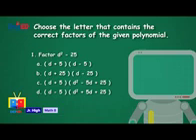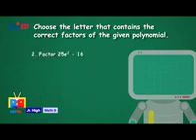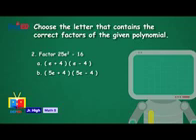The correct answer is A, the quantity d plus 5 times the quantity d minus 5. Next number, factor 25e squared minus 16. Is it A, e plus 4 times e minus 4? B, the product of 5e plus 4 and 5e minus 4?